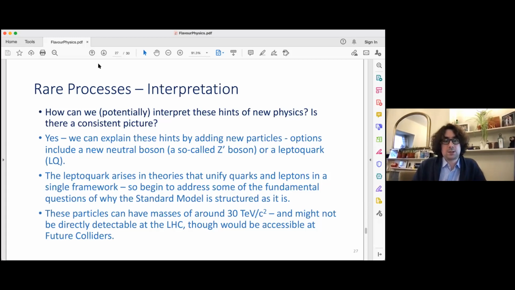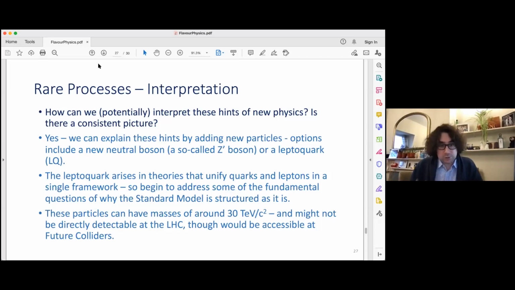And options include a new neutral boson, which we typically call a Z prime, or a leptoquark. And the leptoquark is a specific type of particle that arises in theories that unify how we understand quarks and leptons within a single framework. And it's this kind of theory that sometimes begins to address some of the fundamental questions of why the standard model is structured as it is. Why are leptons and quarks what they are? Why are there different types of fermions?